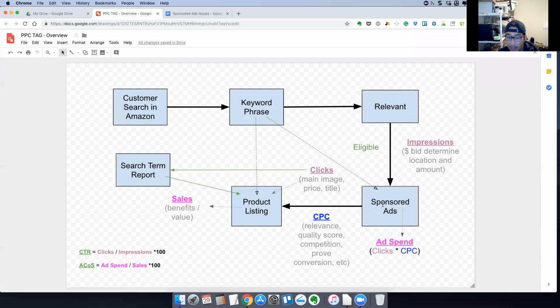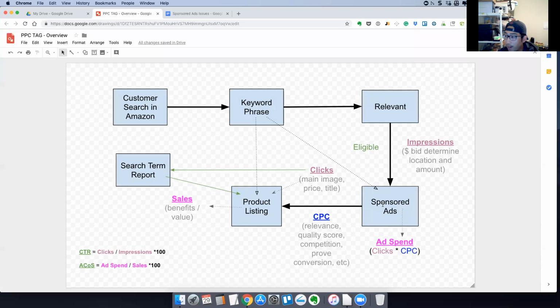Which, as it mentions, click-through rate is how many times your ad is shown and how many times it's clicked on. So, for example, if you have 100 impressions and you have 10 clicks, your click-through rate is 10%. Yep. Now, if you have 100 impressions and you have 50 clicks, then your click-through rate is 50%.